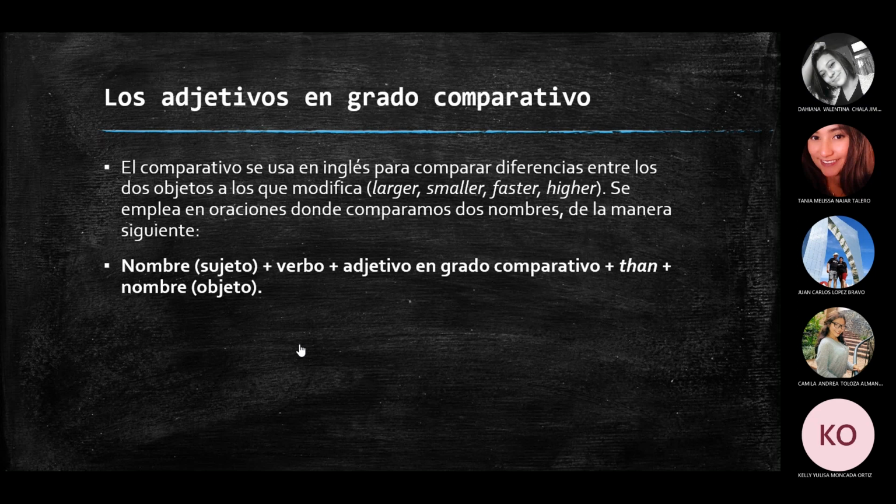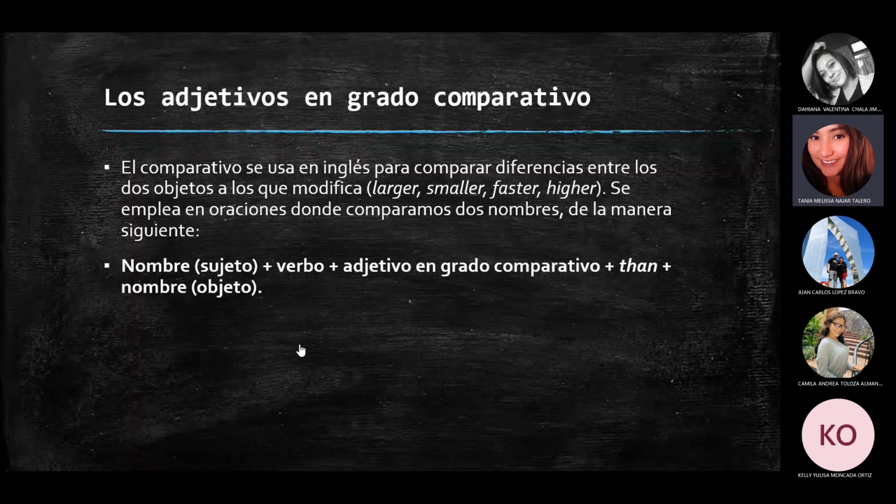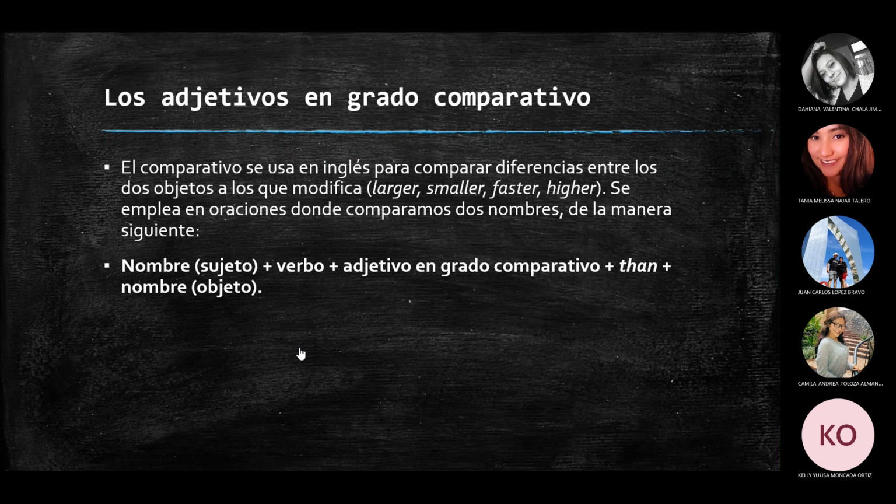Compare something. Compare, exactly, compare two things or more than two things, right? So it is the word that can be like a conjunction to complete both things to compare, right? So who wants to give me an example using than?